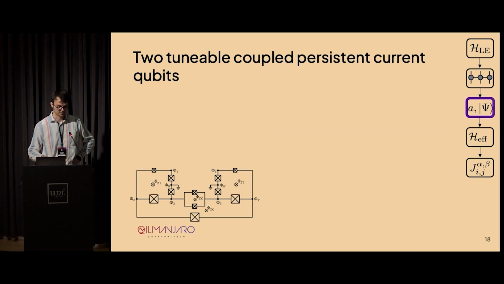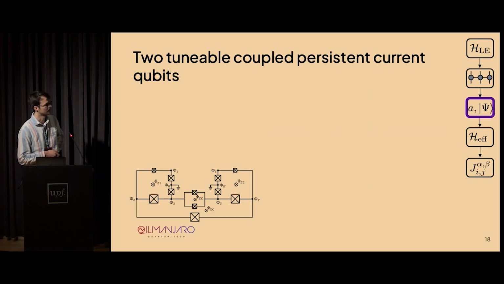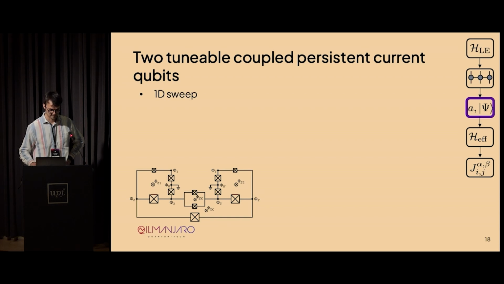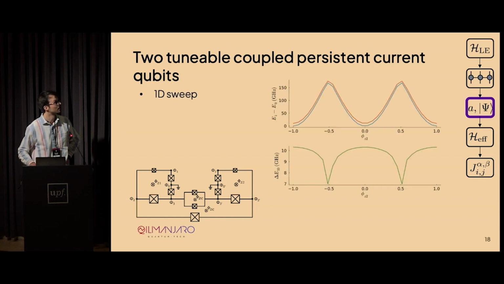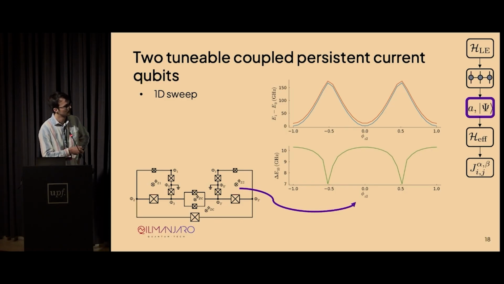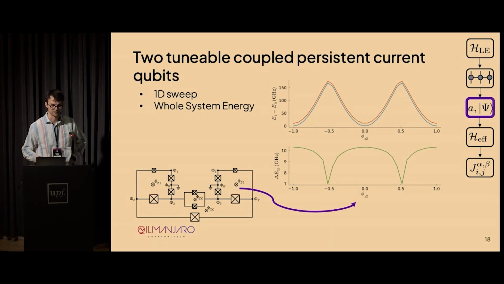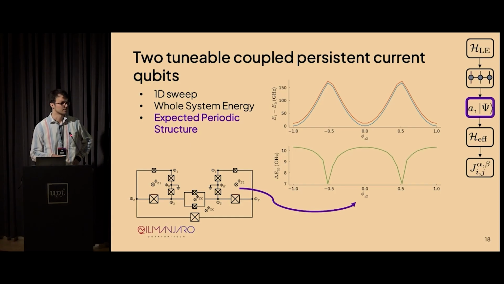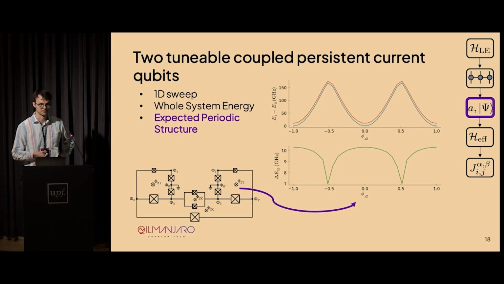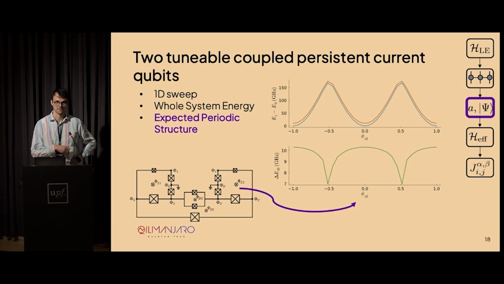And then we also do two coupled flux qubits, and here we do a 1D sweep, and we can sweep, for example in this case, just one of the qubit fluxes, and we can see this whole energy spectrum, because we have the Schrieffer-Wolff not ready yet, and then we can see this expected periodic structure. So this is kind of a preliminary proof of concept that we can calculate something which was impossible to calculate with the previous methods.